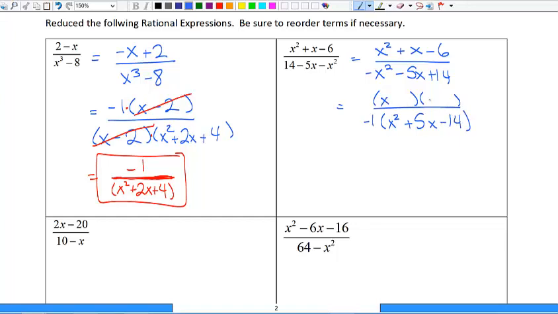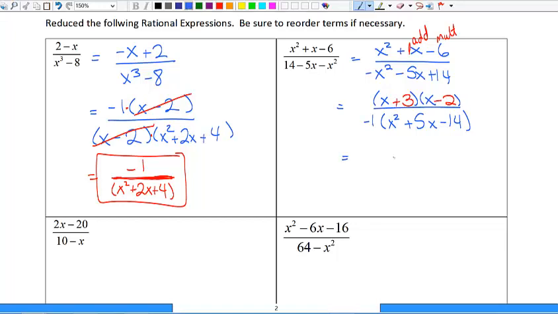The numerator is a trinomial with a leading coefficient of 1. So I need two numbers that multiply to -6, yet add to that invisible 1. I think the numbers are 3 and 2, with a positive on the 3 and a negative on the 2.